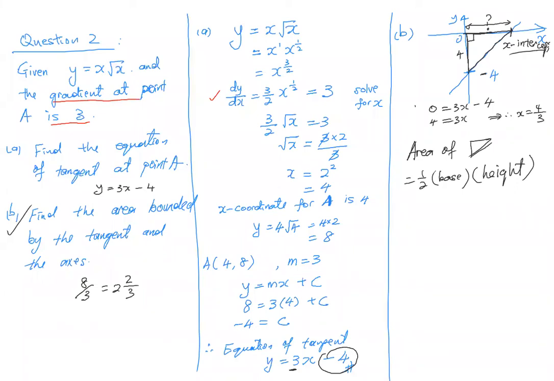So now, how is the area? Hafiz? 1 over 2 times 4 times 4 over 3. So you get 8 over 3. So you get 2 and 2/3. It's better to write it as 2 and 2/3. Are you okay? Yes. Can or not?